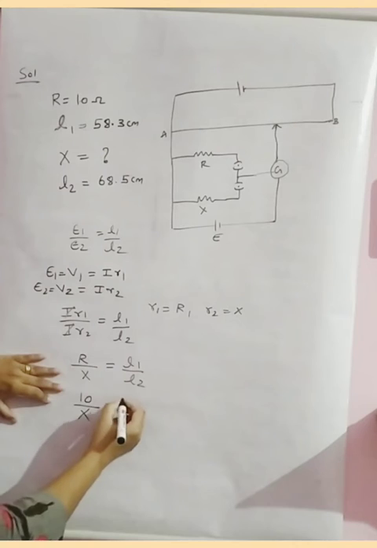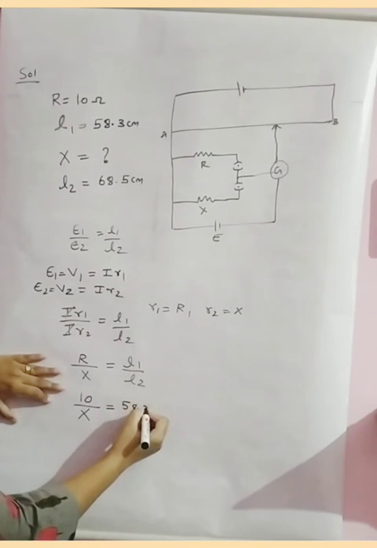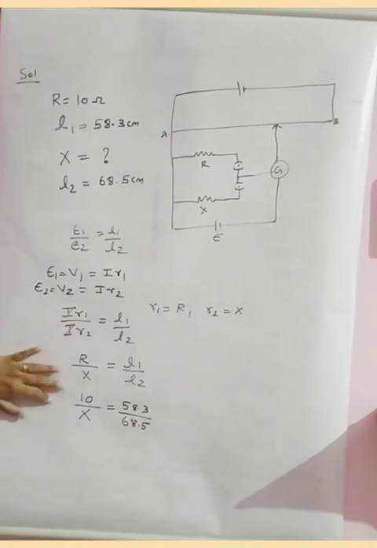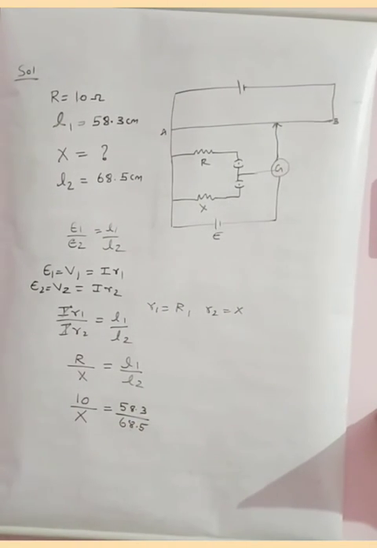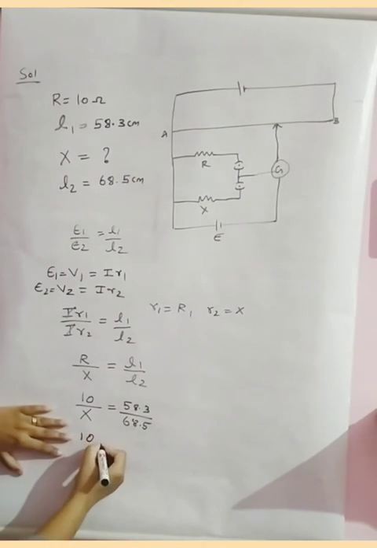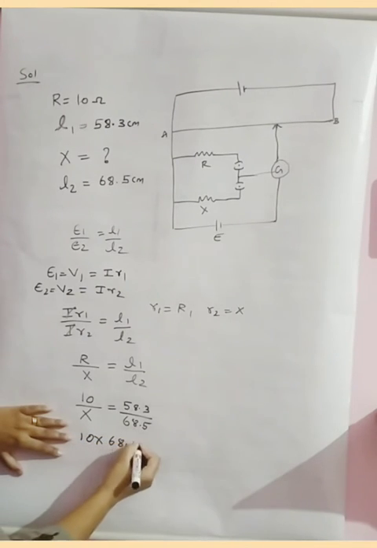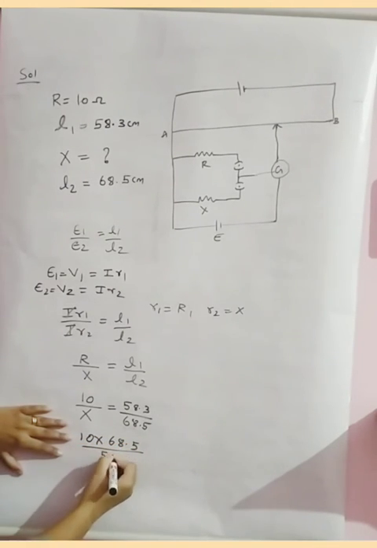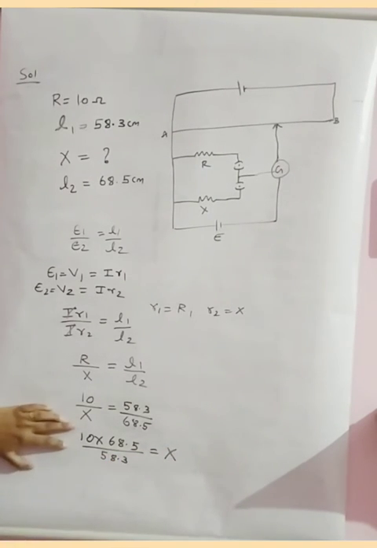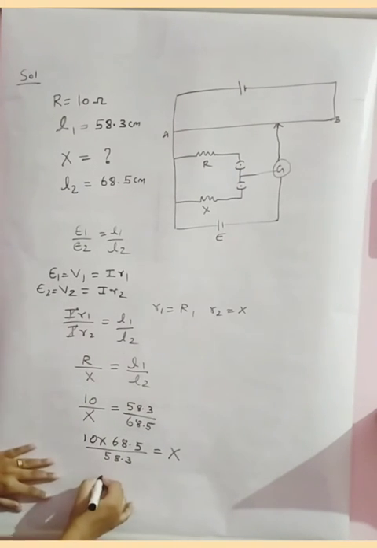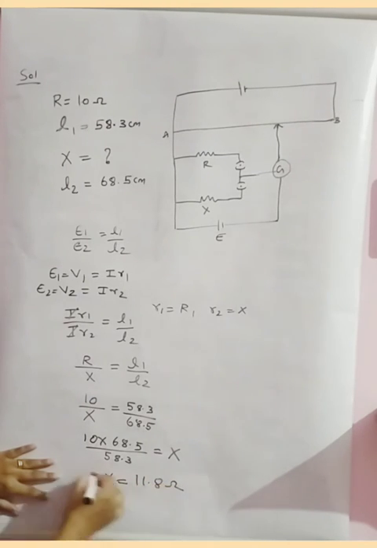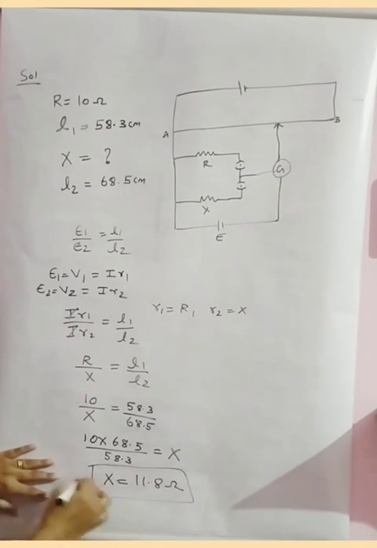Value of L1 is 58.3. Value of L2 is 68.5. Correct? We need to find out the value of X, so we leave X here only. So how am I going to get it? By multiplying 10 into 68.5 upon 58.3, which is equal to X. This is nothing but your unknown resistance. After solving all this, you are going to get X equal to 11.8 ohm. This will be the answer for your unknown resistance.